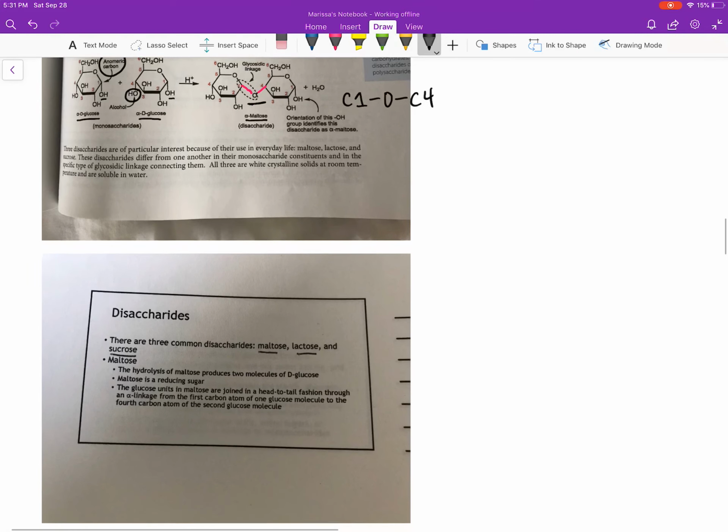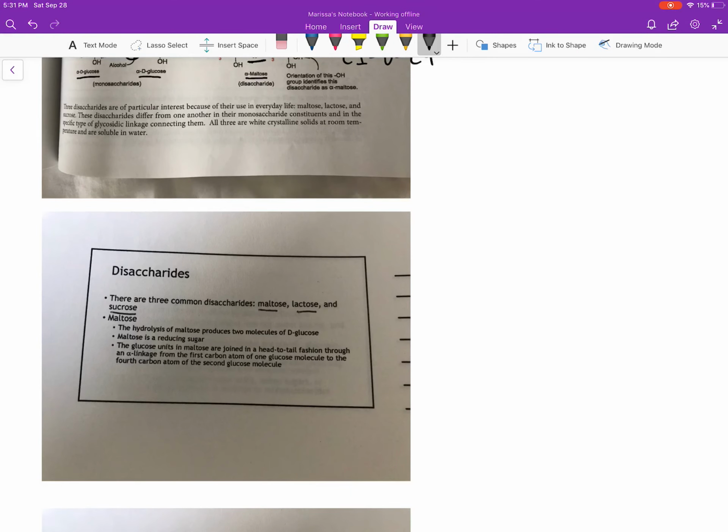So there are three of the most common disaccharides. The first is maltose, lactose, and sucrose. And sucrose is actually the sweet sugar that we're familiar with. Glucose we tend to think of as sugar. It is a sugar, but it's not sweet. It's actually really bitter. Sucrose is the one that we think of as being sweet and what we sweeten our foods with. So we're going to learn a little bit of information about these different sugars.